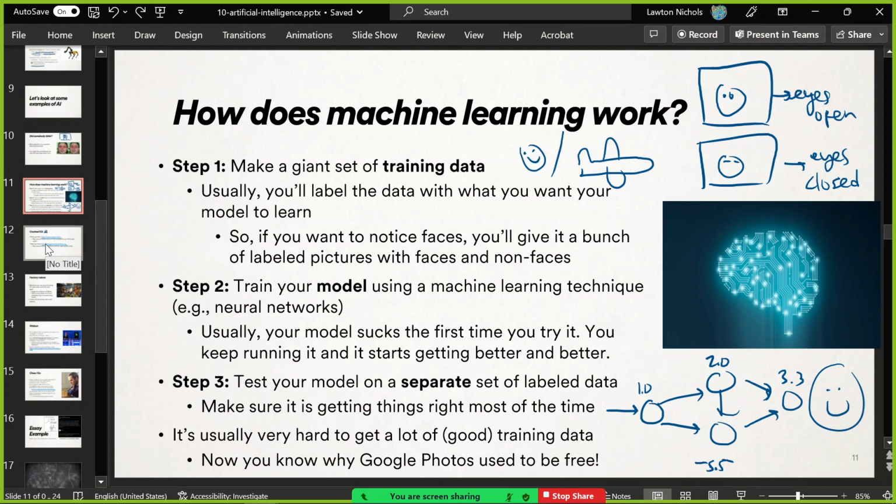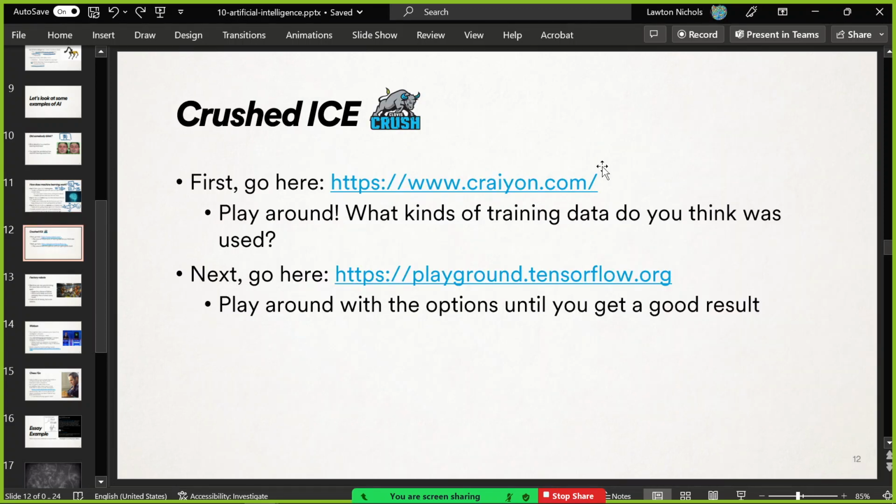I would like to show you the fruits of the labor of the machine learning scientists. If you have not seen this before, please go here. This is called craiyon.com, C-R-A-I-Y-O-N, with AI inside of it, of course. And this is like that stable diffusion idea, if you've seen that on the internet. You give it a prompt, it will use machine learning, it will use neural networks to draw whatever you tell it to draw.